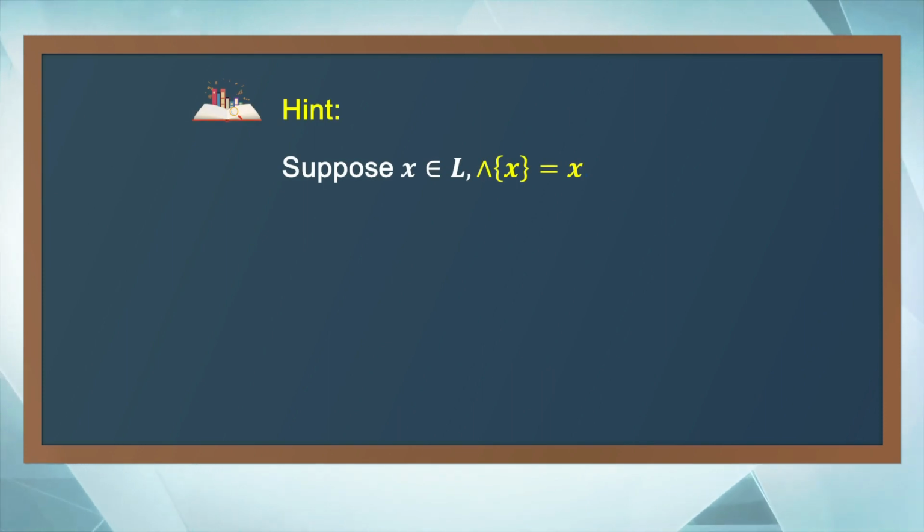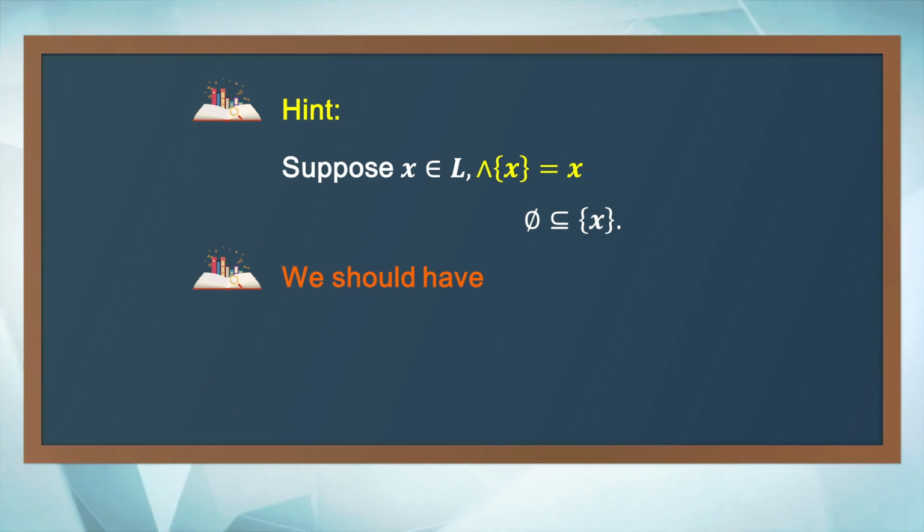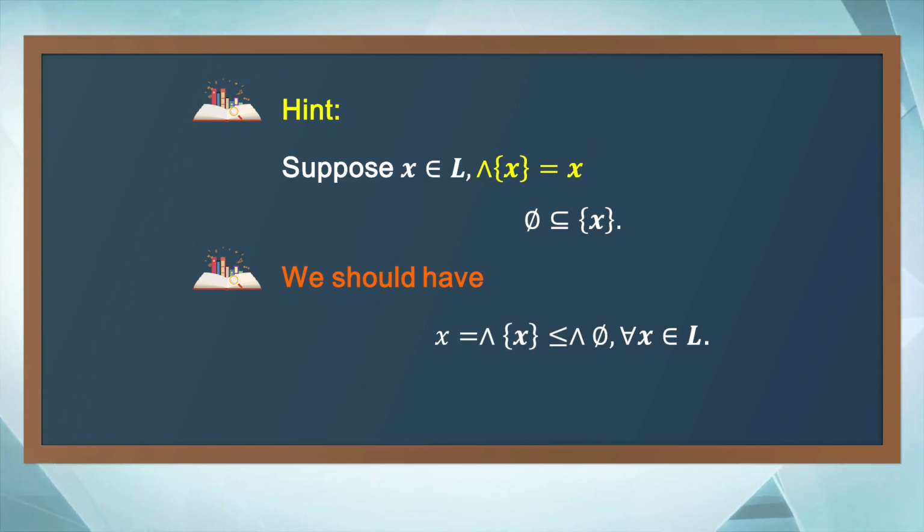Suppose X is in L. It is easy to see that the infimum of the singleton X is X. Considering that the empty set is a subset of the singleton X, by the above theorem, we should have the infimum of the singleton X, which is X, is less than or equal to the infimum of the empty set for all elements X in L. That means we should define the infimum of the empty set as the greatest element 1.